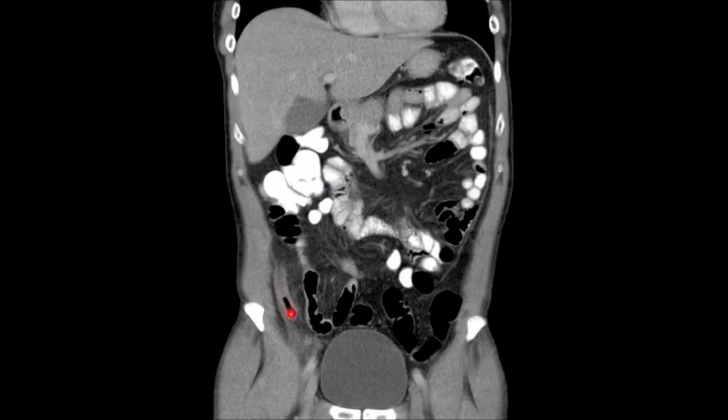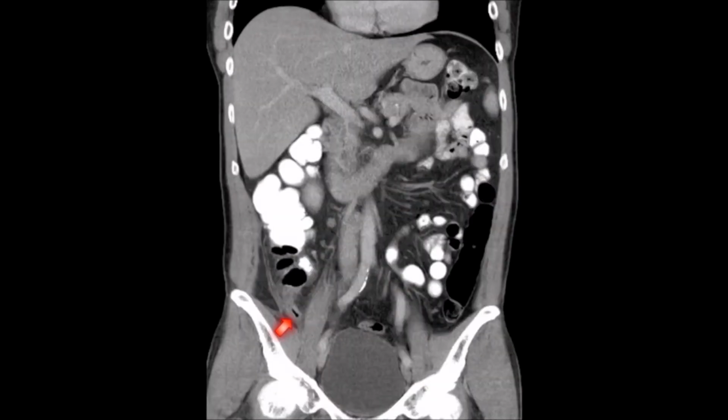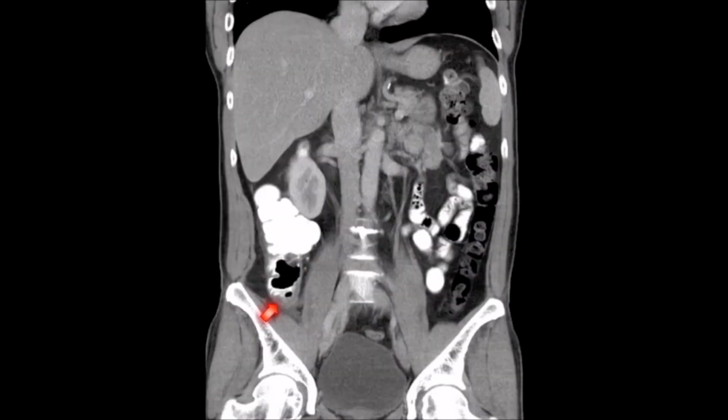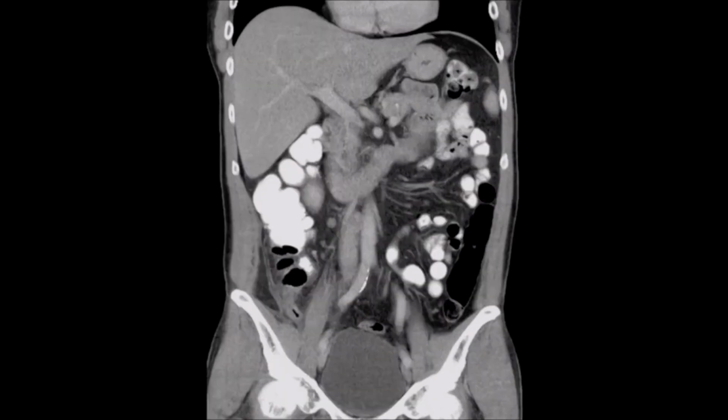And you can see here in the right iliac fossa that there is a blind-ending tubular structure. And as we follow it back, we can see that it arises from the base of the caecum, consistent with it being the appendix.